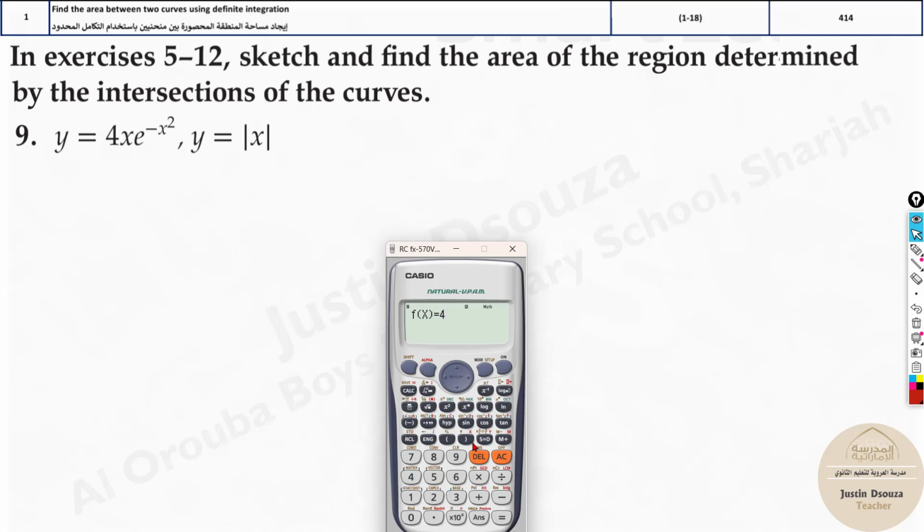4, alpha x, so it should be alpha and x, and then you have e, that is shift and ln, minus x squared. Only type one equation at a time, because most calculators have only this option, but now to save time, I'm going to put both. If your calculator allows you to put both functions, you can try this as well. You can take modulus over here, shift and absolute. ABS gives you the absolute sign, alpha x.